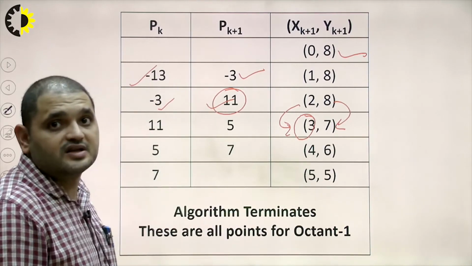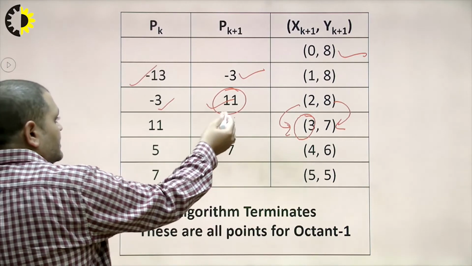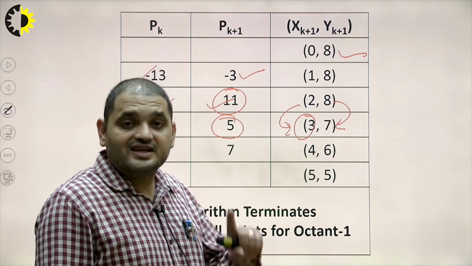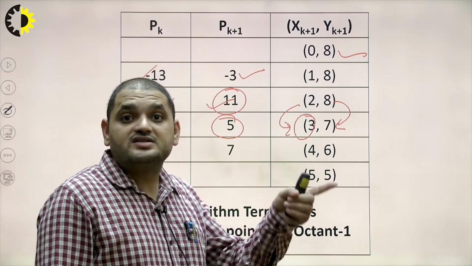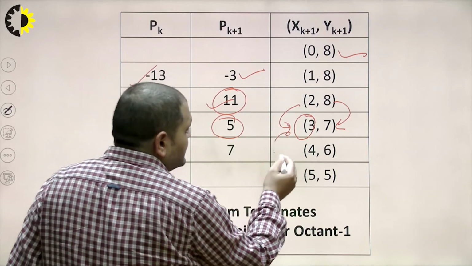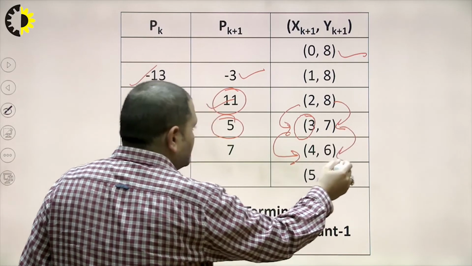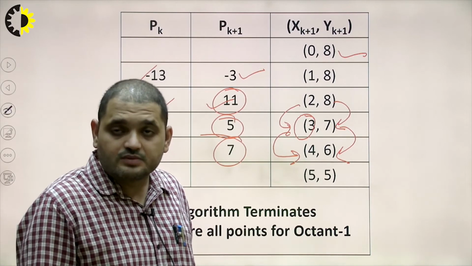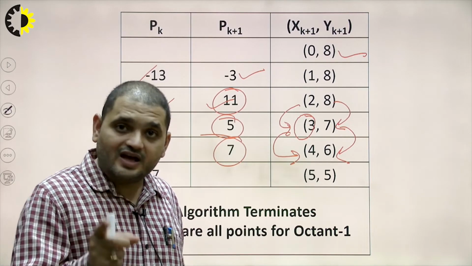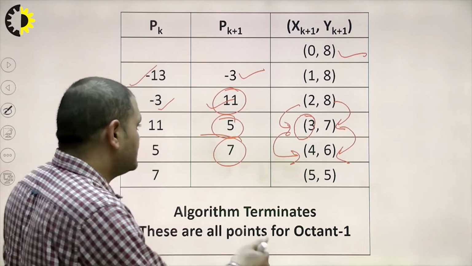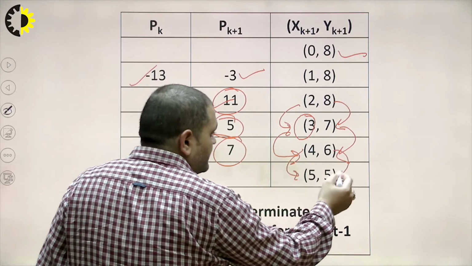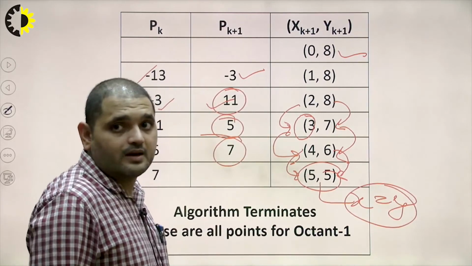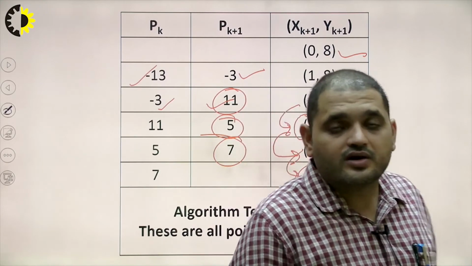So 3, 7, and again 5 comes out to be the decision parameter, which is again greater than 0. So we do the same thing again: 1 is incremented in x and 1 is decremented in y. Again 7 comes out to be the decision parameter, which is greater than 0, so again 1 is incremented in x and 1 is decremented in y. So 4, 5 and 6, 5, and here x equals y. So we will stop here, and these are the coordinates of one octant.